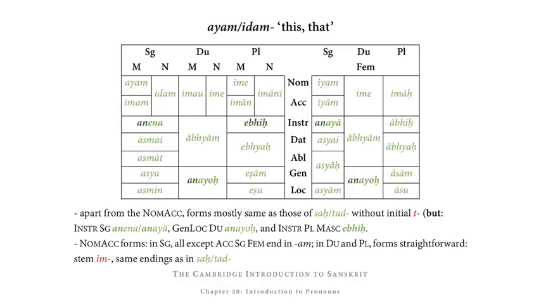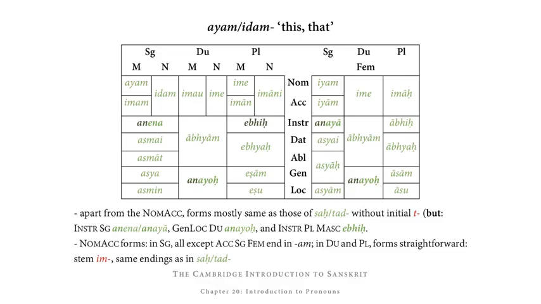There are just a few exceptions to this pattern, and one is that a couple of forms don't have just the same form as sah tad minus the t, but they have an extra syllable. They have an an added to the beginning of their forms. So that would be the instrumental singular in all three genders. In the masculine and neuter we have anena instead of ena, and in the feminine we have anaya instead of aya. Then in the dual genitive locative, again in all three genders, we have anayoh, where we might expect ayoh.